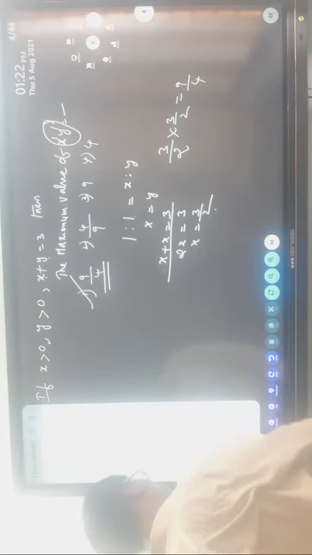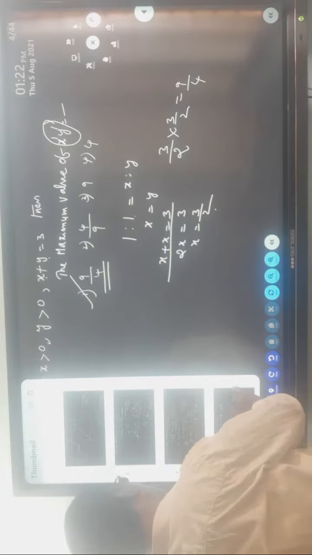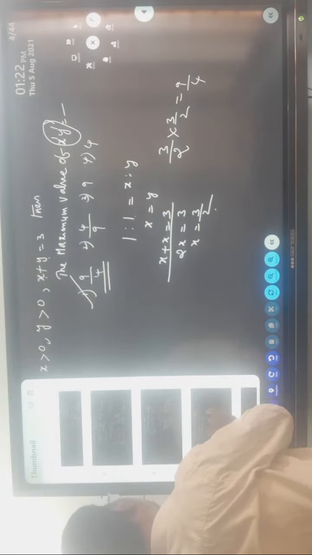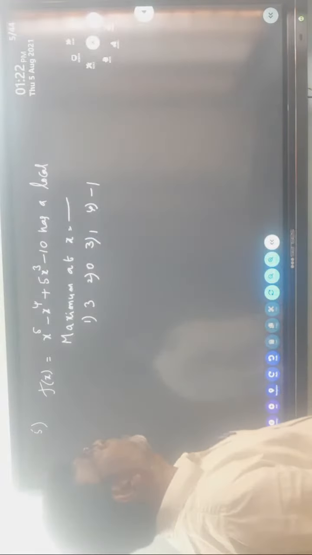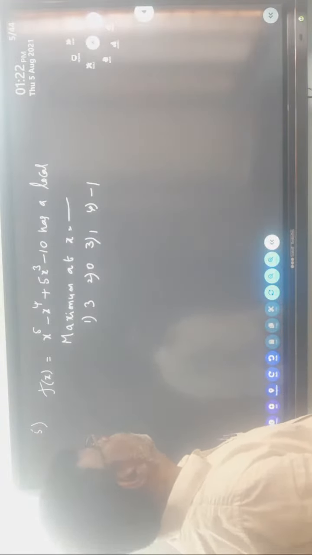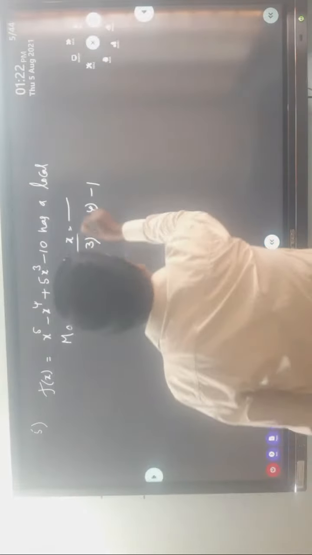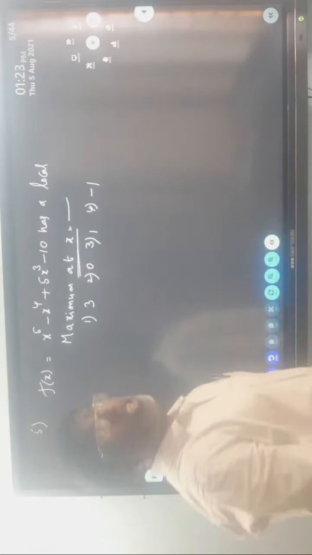Now let me explain another question. Now I am explaining this question. This one has somewhat more calculation, but it is a simple concept. What is the local maximum? It has a local maxima at x equal to how much? So first let me explain that.